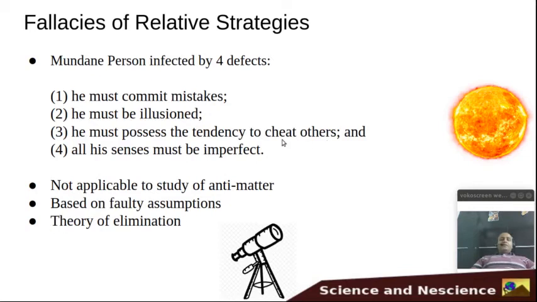The fourth one, and the most important, is that all our senses are imperfect. Whatever we see, for example, we see the sun as a small disk, but that is not true, right? We may have calculated the size of the sun using a telescope and some other instruments, but these instruments are also extended senses, and they are also subject to defects. So we can't acquire perfect knowledge with these defective senses and with these defects in mundane people.